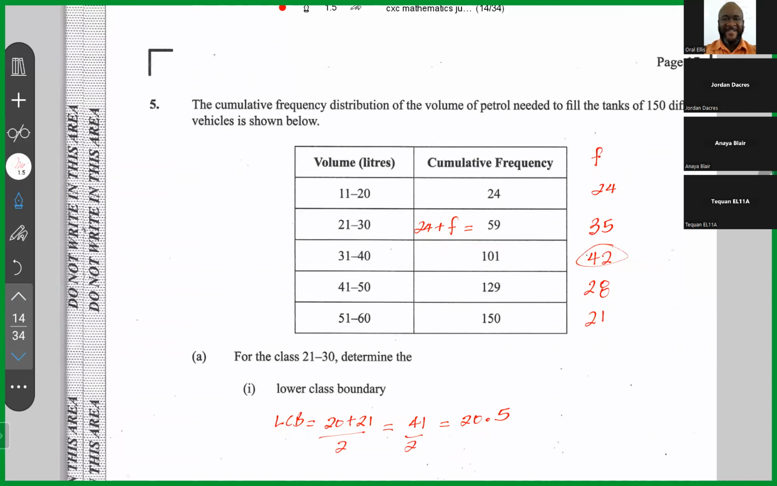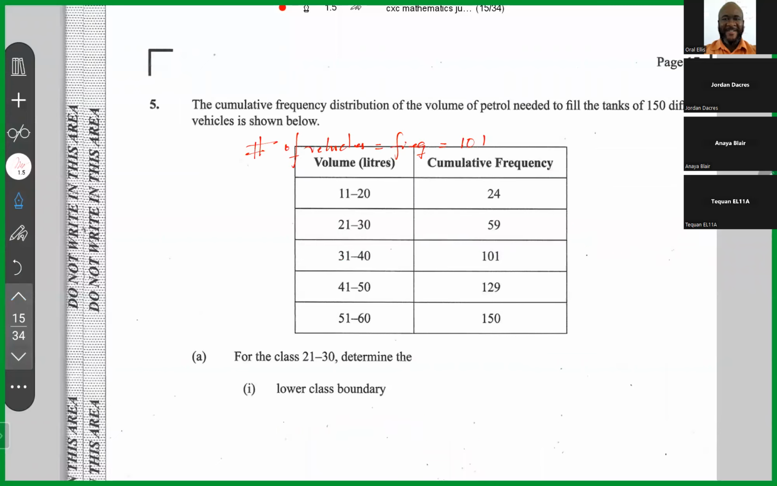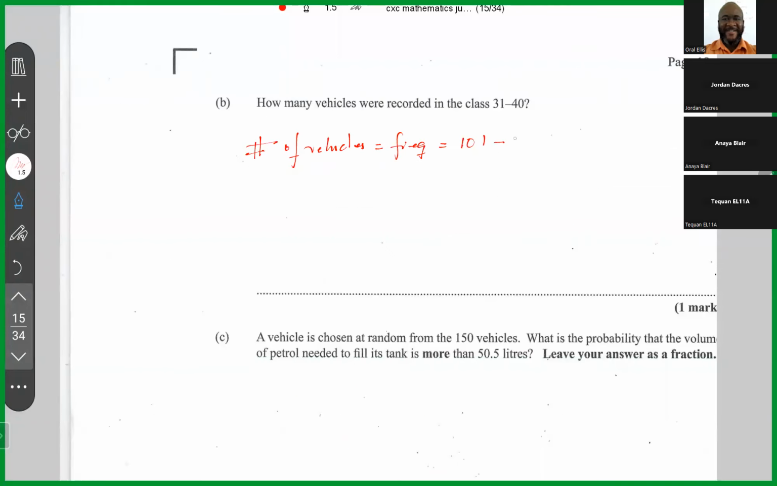But if you want, you could say the number of vehicles, which is actually the frequency, would be equal to 101 minus 59, and the answer is 42. So how many vehicles were recorded in the class 31 to 40? It's a total of 42 vehicles.